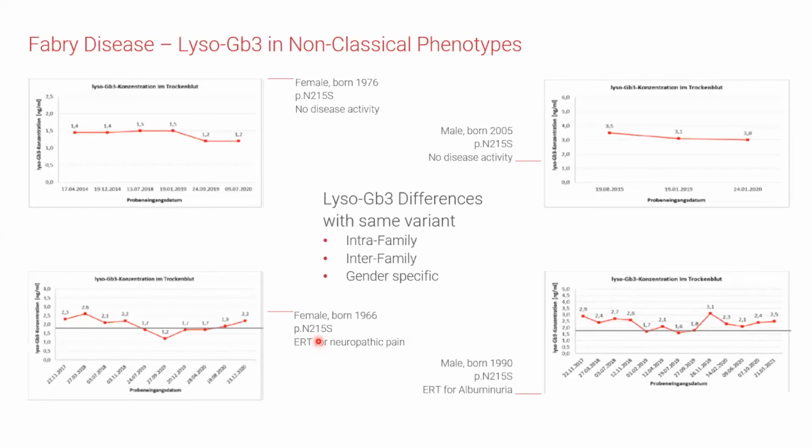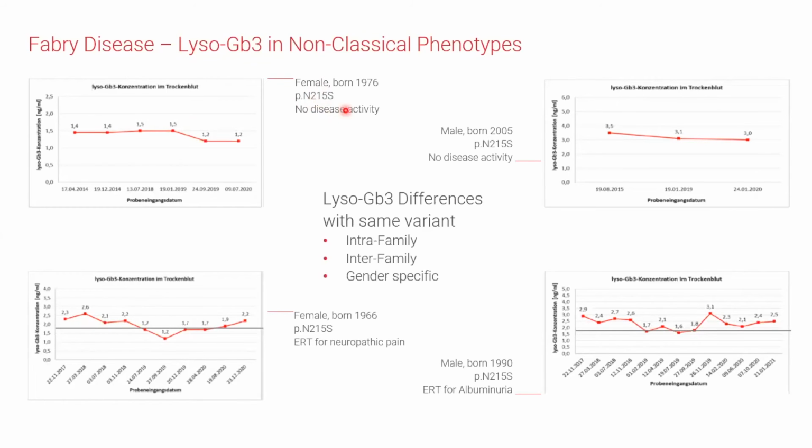These are some patients of mine which I've been treating for many years now, and this is very, very interesting for me, and I wanted to share the results with you, because here you can see the differences in lyso-Gb3 in patients with the same variant: differences intra-family, inter-family, and also gender-specific differences. These are two families, mother and son, mother and son.